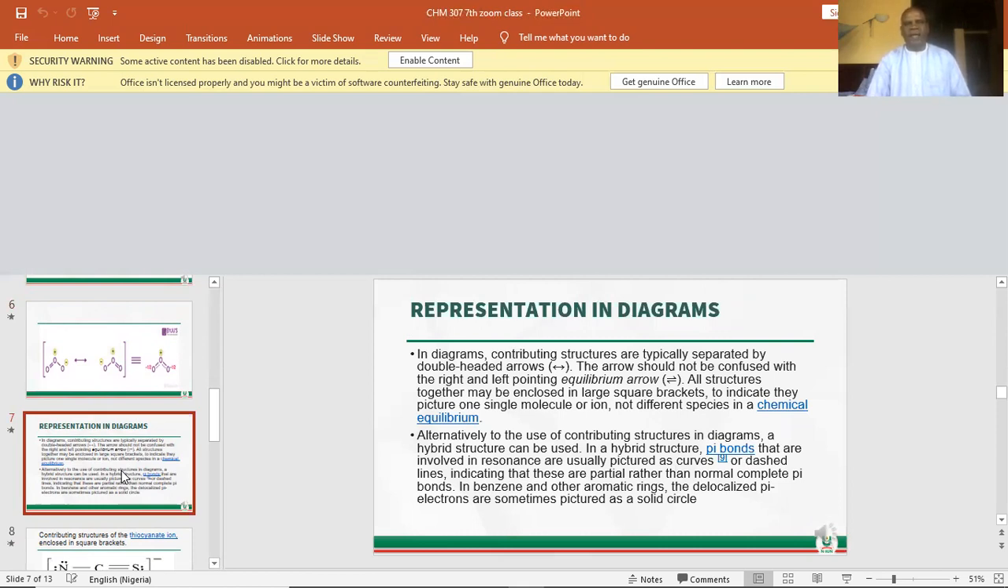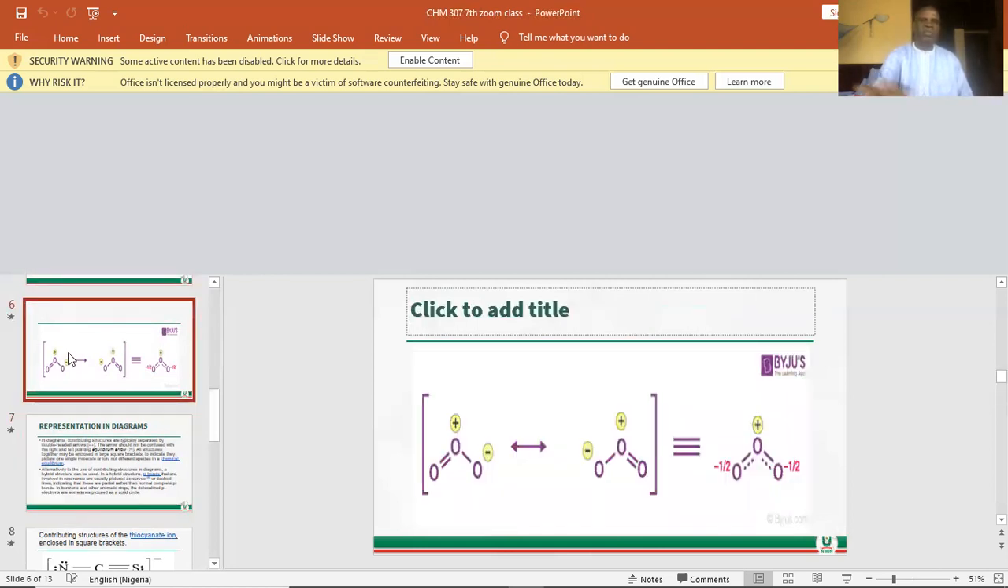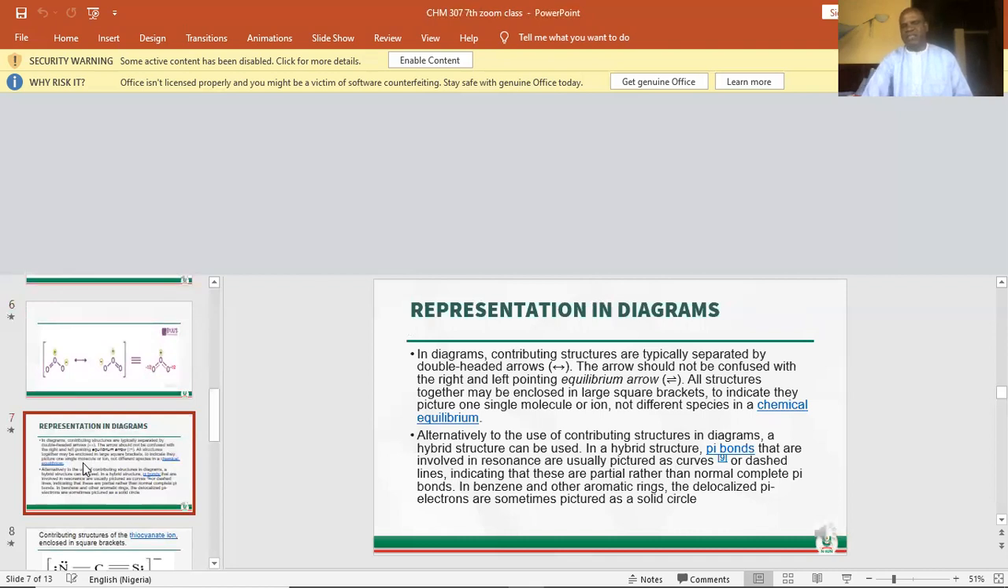All structures together may be enclosed in large square brackets to indicate the picture of one single molecule or ion and not different species in a chemical equilibrium. So the two of them, they actually show the picture of the same thing. That means you can write it in either A form or write it in the B format. Whichever form you choose to write it is correct and it is acceptable. It shows that they are actually pictures of one another.